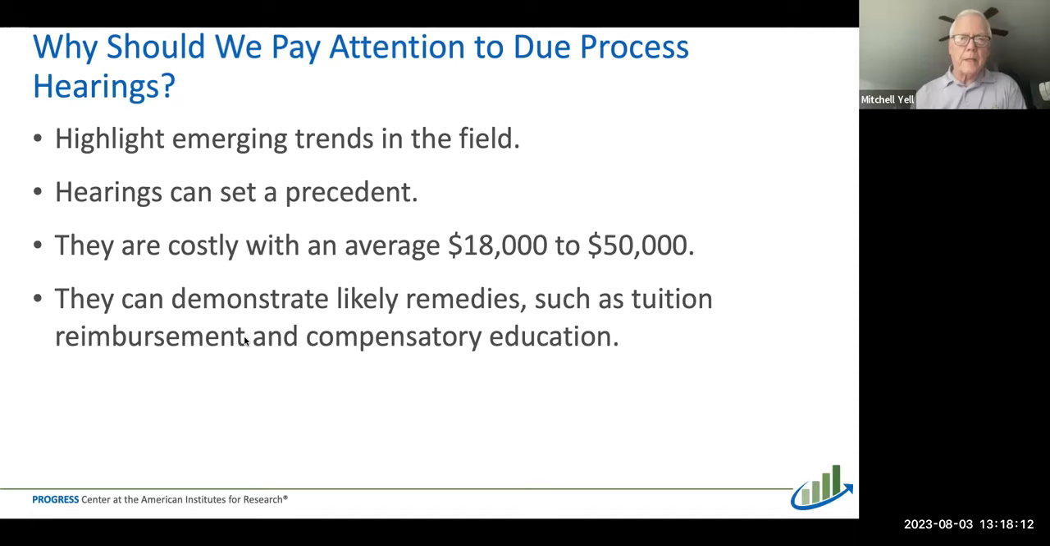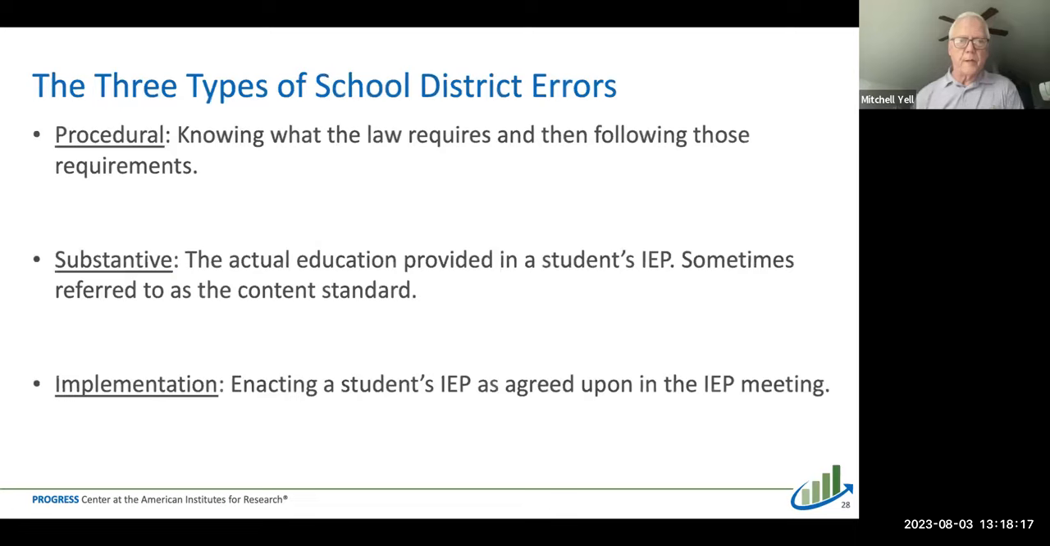Now, if we look at the next slide, there we go. As hearing officers, David and I have heard lots of cases. I've reviewed a lot of cases. And what we have really tried to do is break this presentation down into 3 types of school district errors that we're more likely to see. I'll go through these 3 types and then we'll spend more time on them.